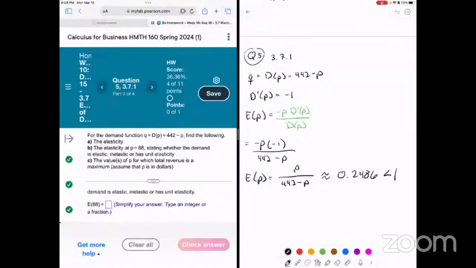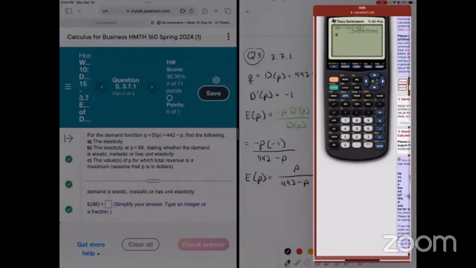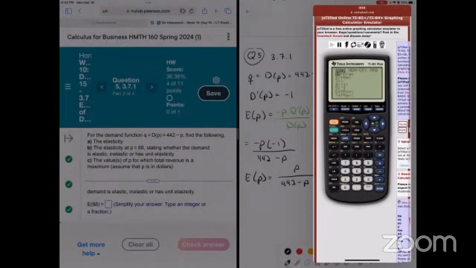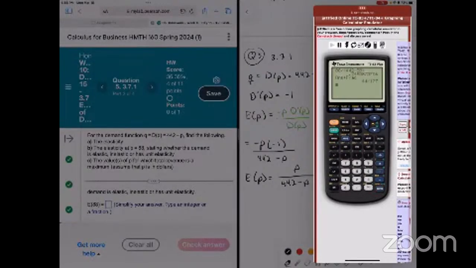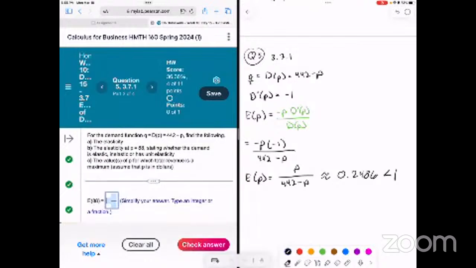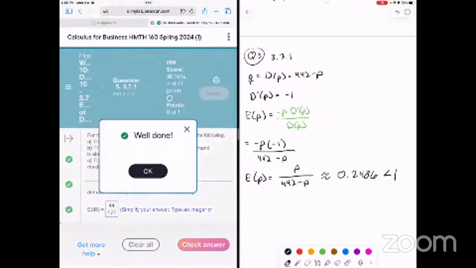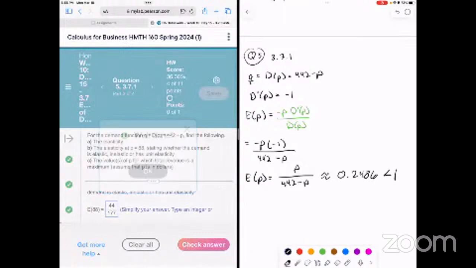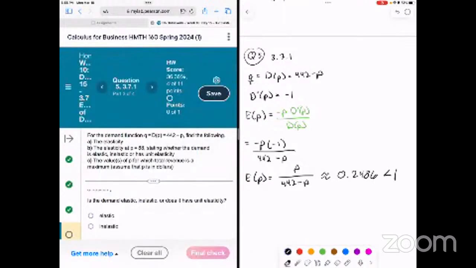Type in integer or fraction. Okay. So let's hit math as a fraction. 44 over 177. 44 over 177. Okay. It's less than 1, so that means inelastic.